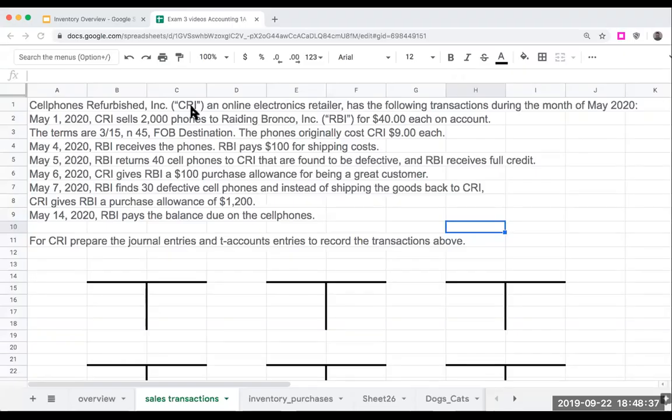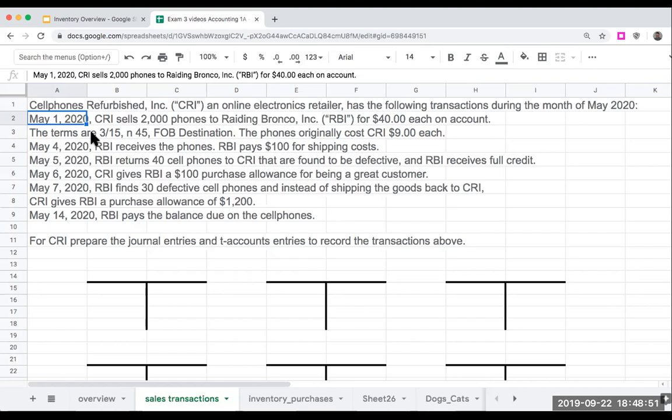Okay, and we're back. So Cellphones Refurbished Inc., an online electronics retailer, has the following transactions during the month of May 2020. On May 1st, 2020, I sell 2,000 phones to Rating Bronco Inc. for $40 each on account. The terms are 3/15, n/45, FOB destination. The phones originally cost CRI $9 each.